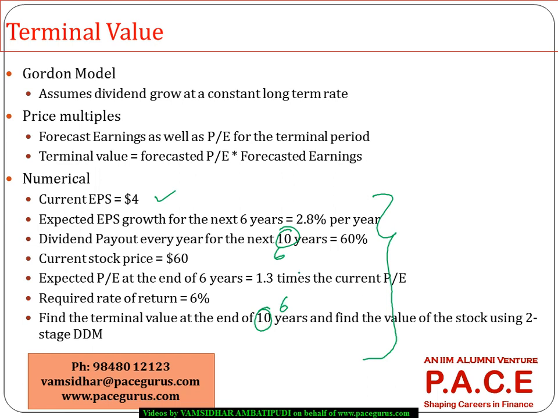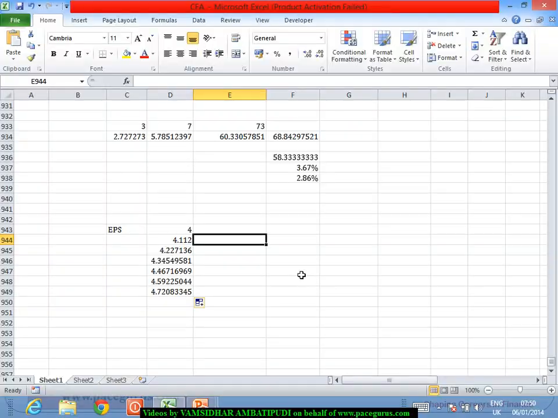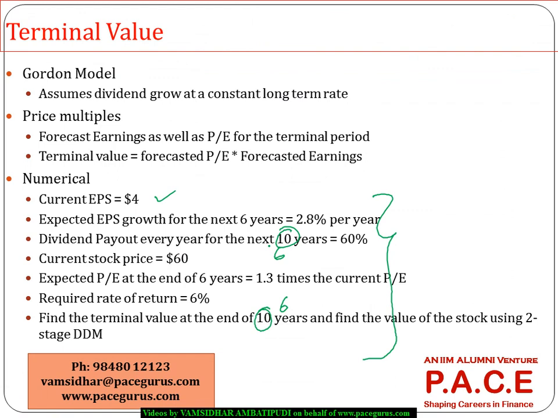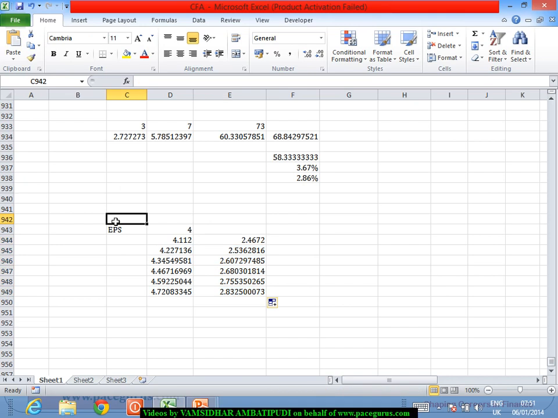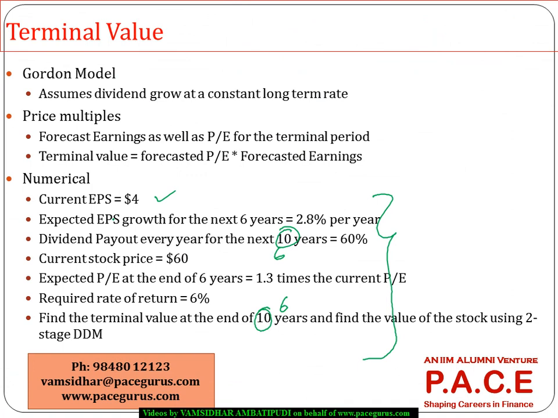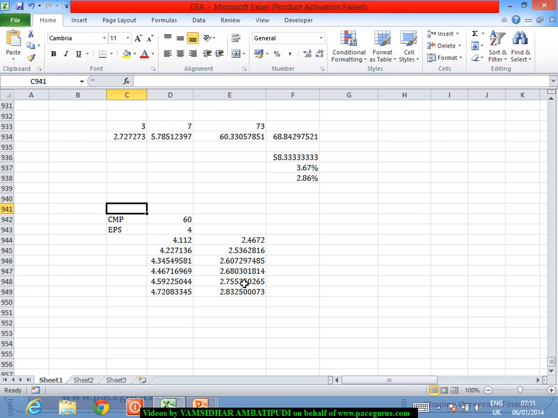Dividend payout every year for the next 6 years is 60%. So because these are the EPS, 60% of this is being taken as the dividend per share for each of the next 6 years. Fair enough. Current stock price is 60. Current market price is $60. Let me talk only in terms of the required rate of return, R, which is 6%.